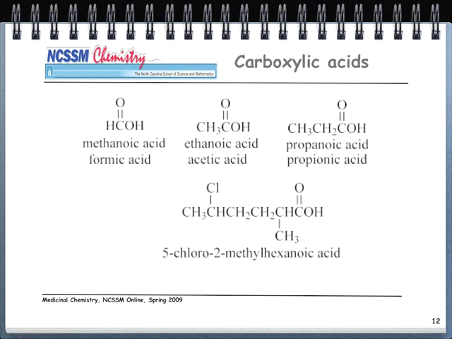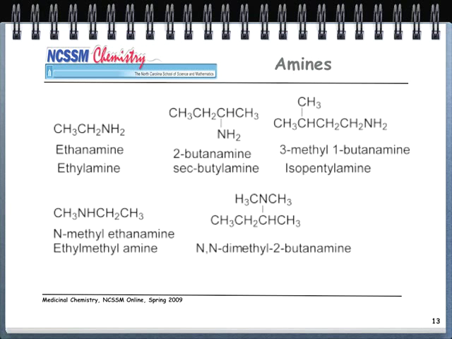We always start counting, when we count these things, the carbonyl carbon is carbon number 1. So the methyl group is on carbon number 2. If I keep counting over to the left, 3, 4, 5, the chloro group is on carbon number 5. So that's going to be 5-chloro-2-methylhexanoic acid. What a mouthful. Okay, amines are basically the same idea.